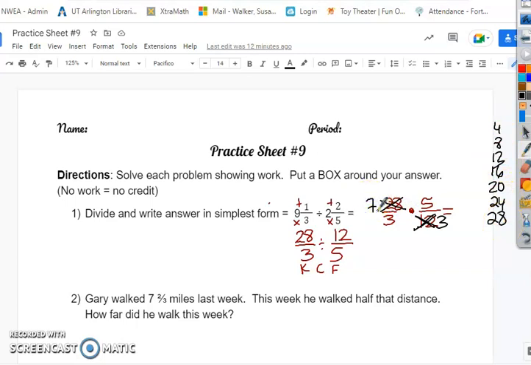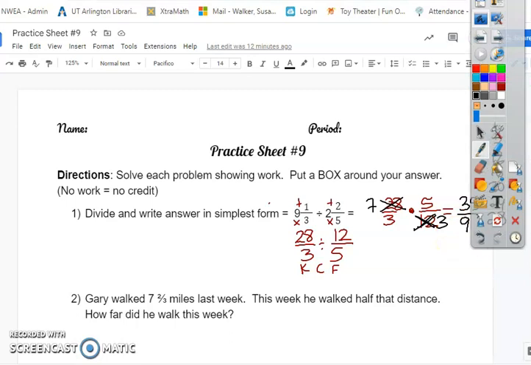Now I have a whole bunch of prime numbers. These are all prime. So 7 times 5, 3 times 3. And now your job is to divide and make it a mixed number. So you need to do that.